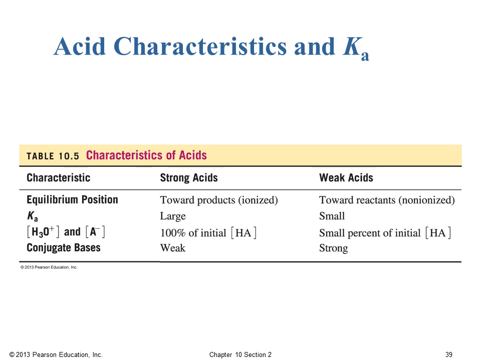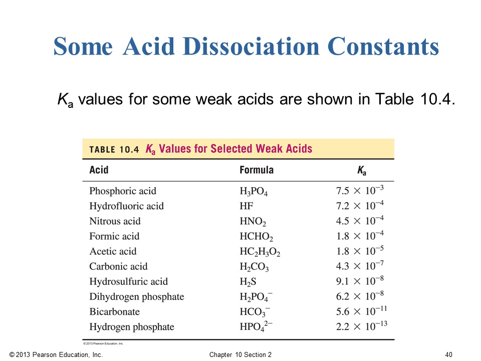The concentrations of H3O plus and A minus are going to be equal to the original concentration of the acid after you're done with the reaction, whereas you're going to have a very small percentage of H3O plus and A minus in a weak acid. Strong acids have very weak conjugate bases, whereas weak acids have strong conjugate bases. Here is a list of the Ka values for some common acids. A larger Ka value means a stronger acid. In this list of weak acids, phosphoric acid is the strongest, whereas hydrogen phosphate has the smallest Ka, so it is the weakest acid in this list.